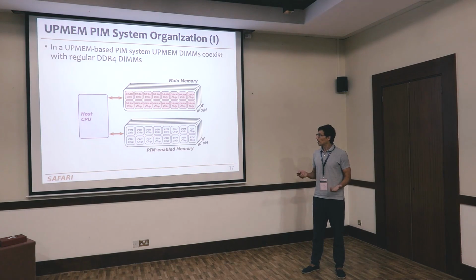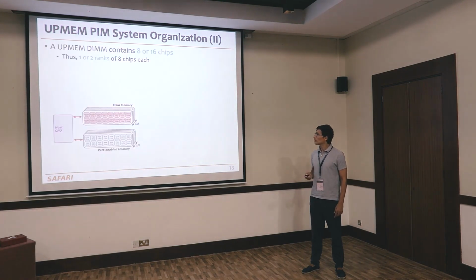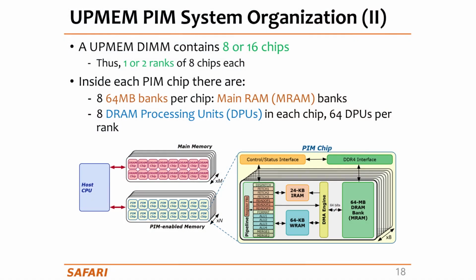And I think I can go very quickly over this. This is how the system looks. Let's say the general overview with the main memory, the host processor, and the PIM-enabled memory. And inside the PIM-enabled memory, we have UPMEM DIMMs, each of them with PIM chips. And inside the PIM chips, we have the DRAM banks and the DPUs. I can go quickly over this because it has been introduced before.